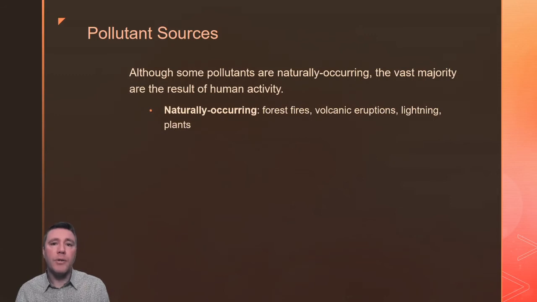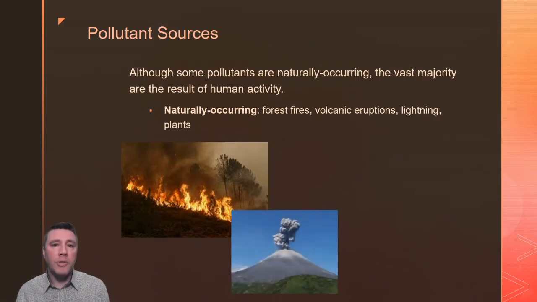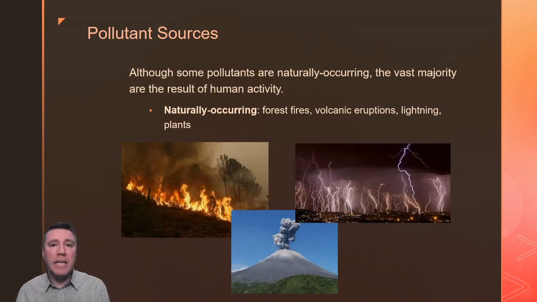Forest fires release carbon monoxide and dioxide, particulate matter, and nitrogen oxides. Volcanic eruptions, also responsible for those pollutants, also release sulfur dioxide. When lightning rapidly heats the air surrounding it, it splits nitrogen gas and oxygen gas apart. Individual oxygen atoms are then free to react with other oxygen gas molecules, forming ozone.